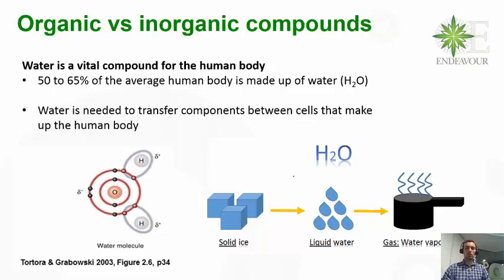So as you can see in this representation down the bottom here, water can be represented in these three states. It can either be in the solid form of ice. If we melt it, then it becomes a liquid. If we add even more heat energy to it, it then becomes steam. So obviously in the body, it's going to be in the form of a liquid.